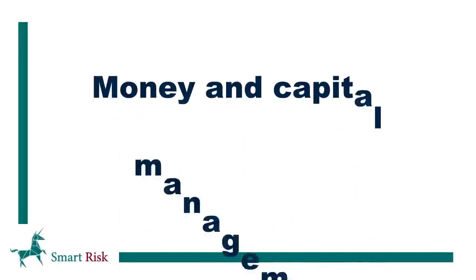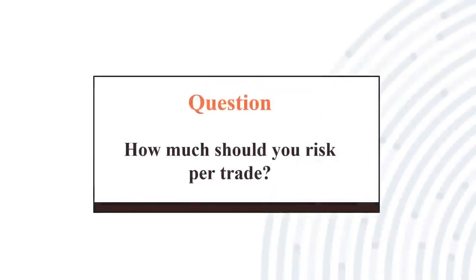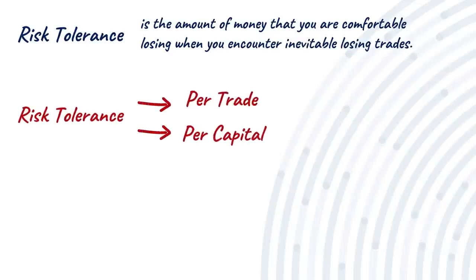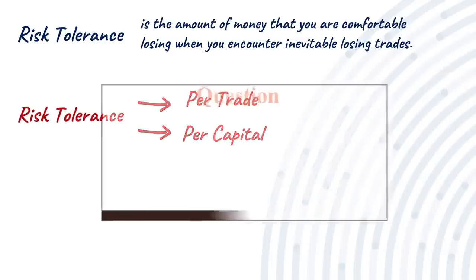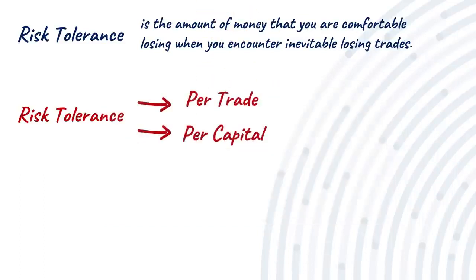Now let's continue with some of the basic rules, concepts, and calculations of money and capital management. How much should you risk per trade? This answer pretty much depends on your risk tolerance. Risk tolerance is the amount of money that you are comfortable losing when you encounter inevitable losing trades. We have a risk tolerance per trade in capital. Ask yourself this: what percentage of your capital are you willing to risk per trade, and you will be comfortable losing if things don't go your way?